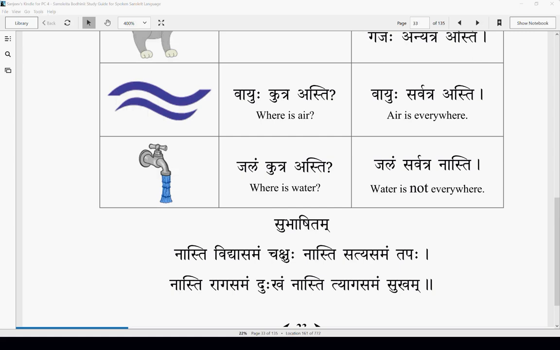Thank you, dhanyavad. So, kayena vacha manasa, 3 types of tapa. And just a quick words meaning here, after that great explanation. Vidya is knowledge, chakshu is eye, satya is truth, tapa is heating up, literally meaning austerity. Raga is attachment, dukkham is sorrow, tyaga is renunciation or leaving, and sukham is happiness, the happiness of peace. And what are all of these shlokas from?